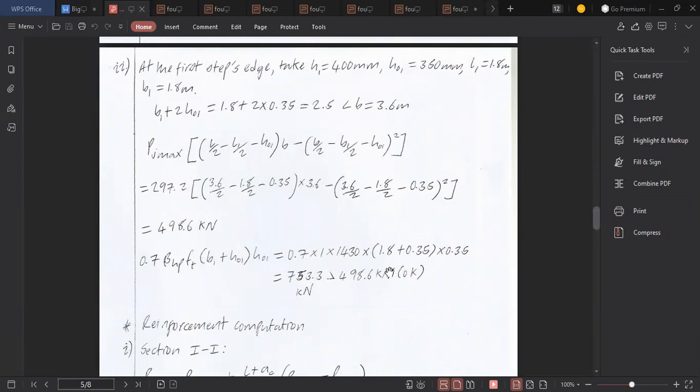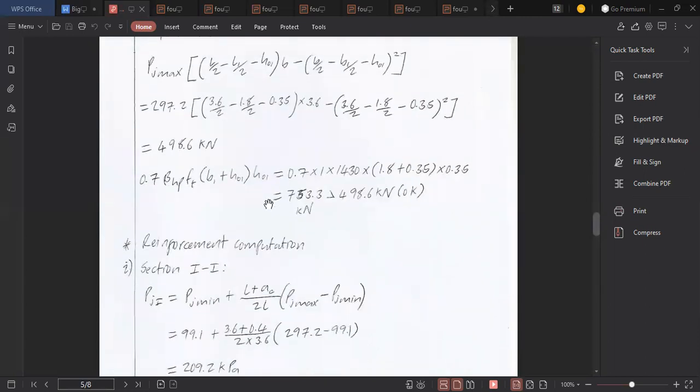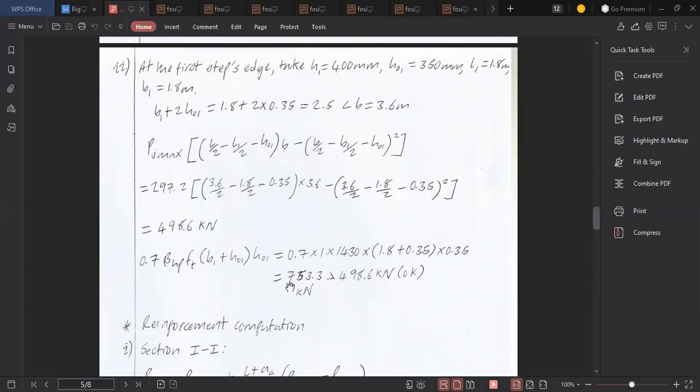So we check that the value we find from here should be greater than the value we found from this calculation here. So if you find that, you've met the requirements. So we've met the requirements for height if you finished here.